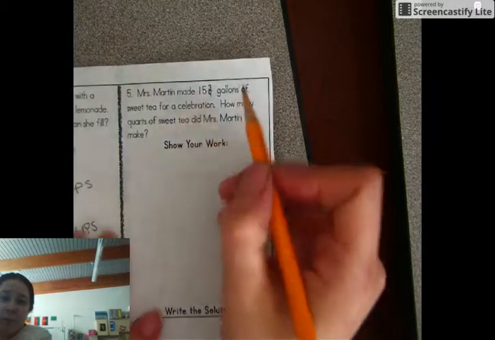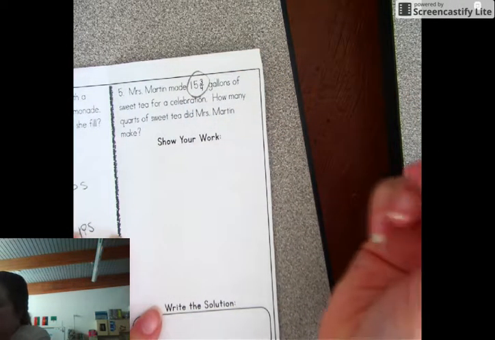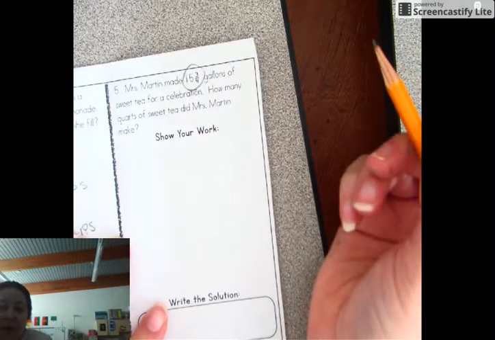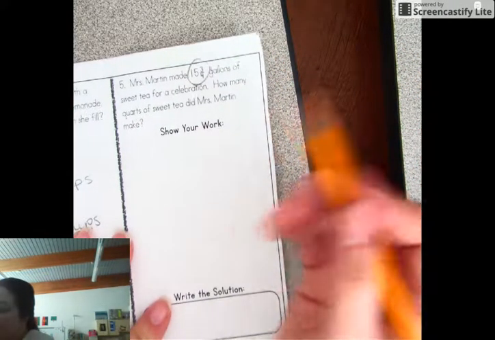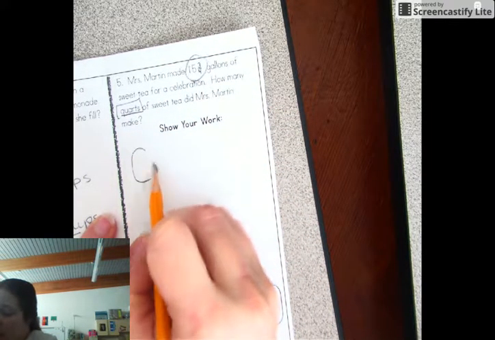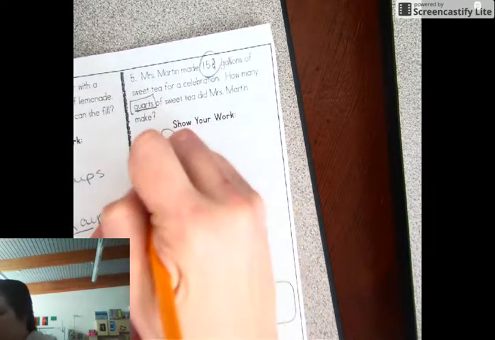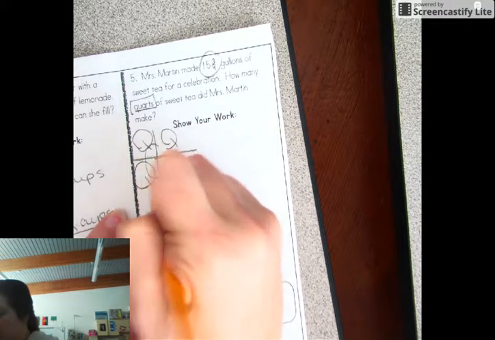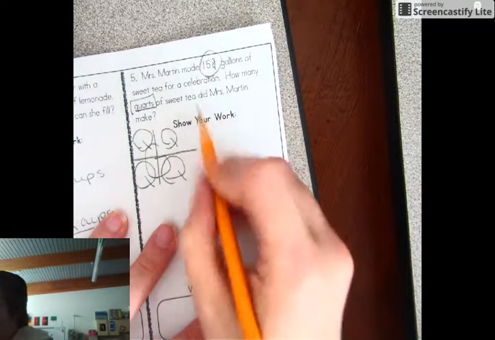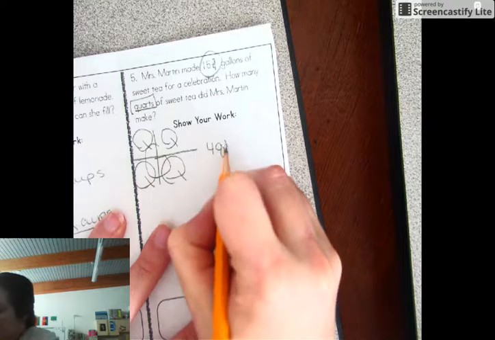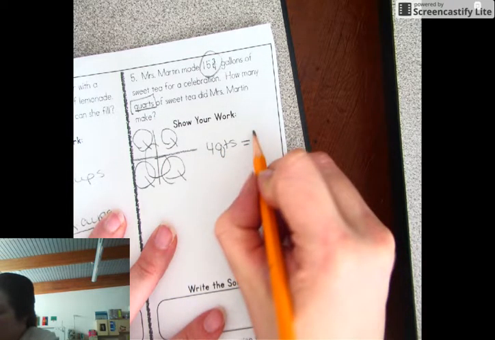Mrs. Martin made 15 3/4 gallons of sweet tea for a celebration. How many quarts of tea did Mrs. Martin make? And so it wants to go from gallons to quarts, and so I like to draw my gallon man. And I don't have to go very far because I want quarts, so I can stop there in my gallon man. And so 4 quarts equals 1 gallon.